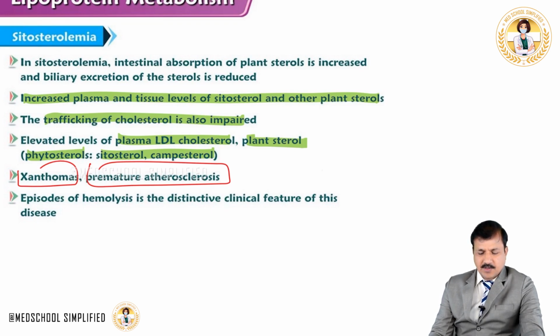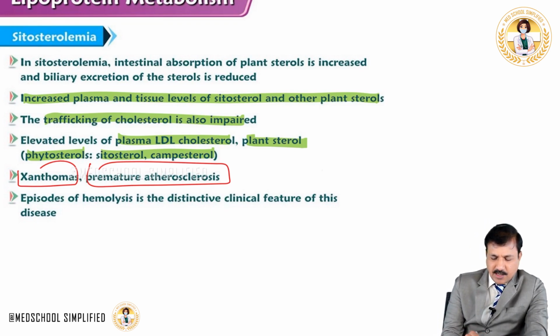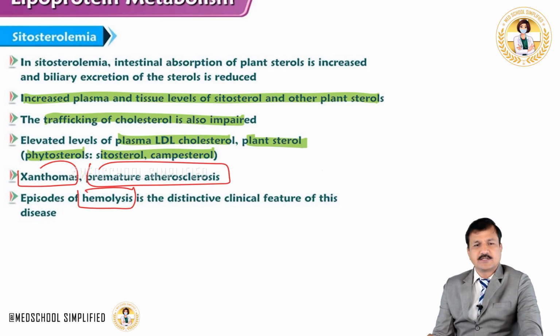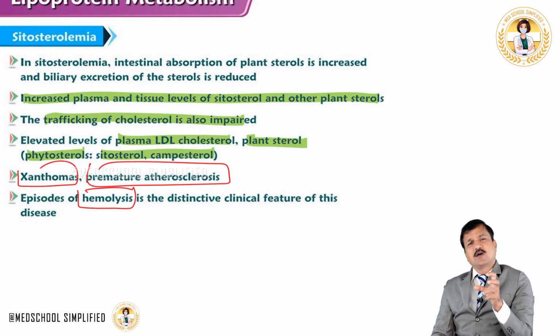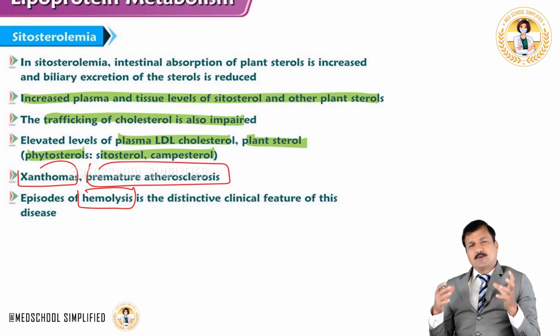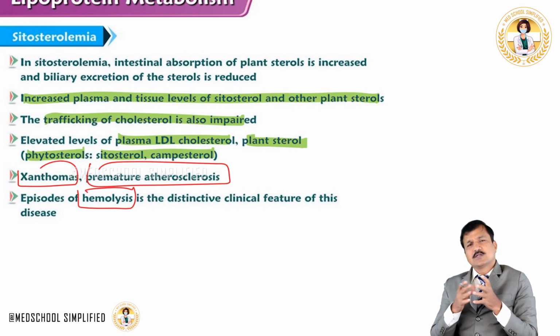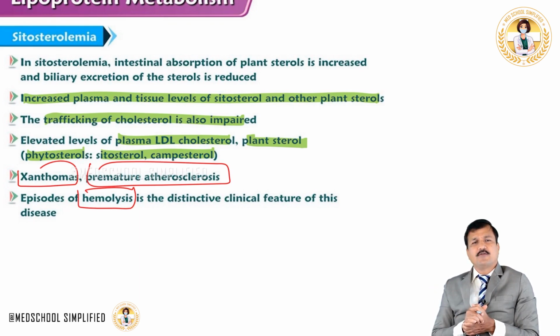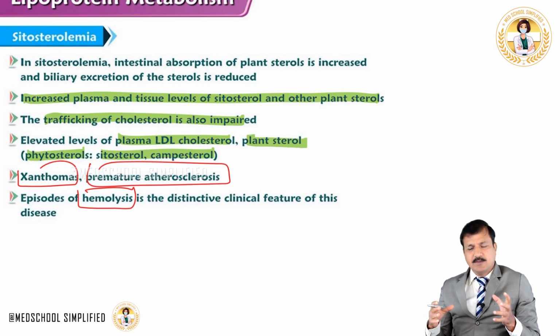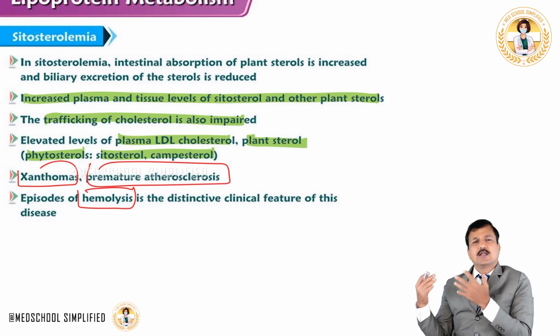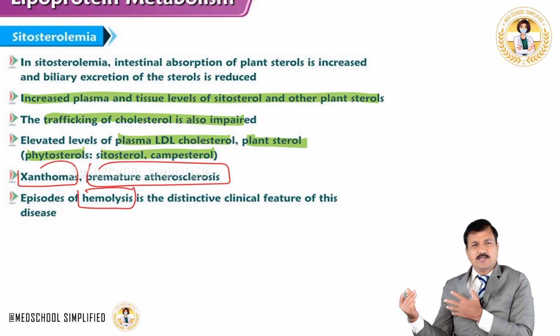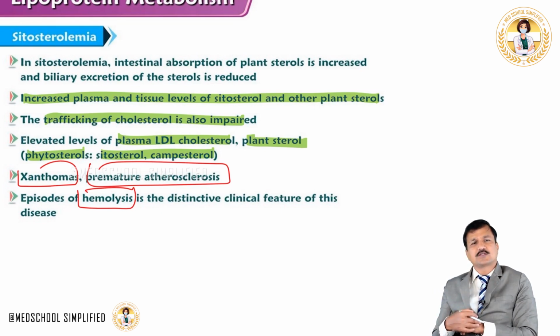Along with that, a patient with sitosterolemia will also show hemolysis. This hemolysis is because of incorporation of plant sterols into the RBC cell membrane, which is an abnormal type of sterol, so it can lead to breakage of the red blood cell membrane. So familial hypercholesterolemia signs and symptoms plus hemolysis, that is RBC lysis, leading to increased bilirubin and jaundice, is a clue for sitosterolemia.